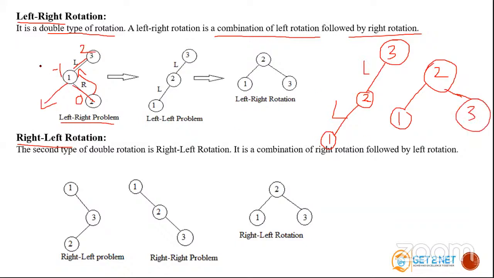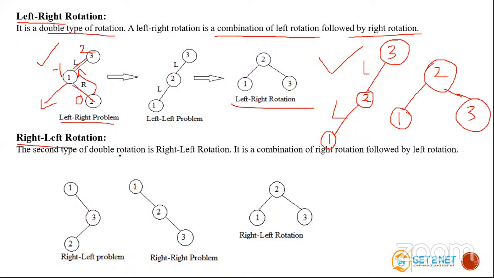After doing this part, we have converted to this form, which is also not a balanced tree. To make it balanced, we do another rotation. Again, we are just balancing the tree. That means we are using 2 rotations here. When you use 2 rotations, that's why we call it a double rotation. This problem is known as the left-right problem, and the solution is known as the left-right rotation.